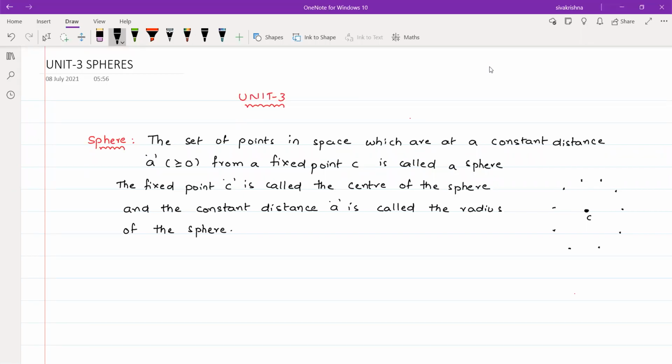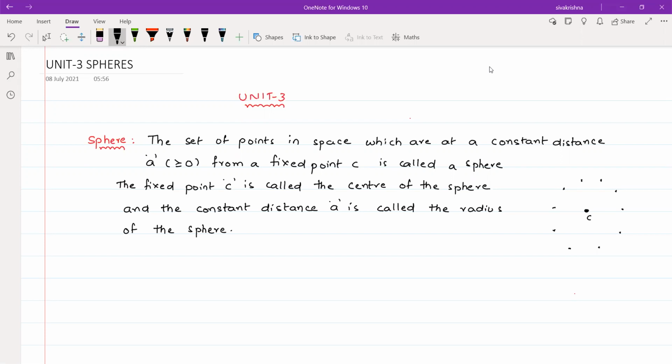Hello students, today I am going to discuss the topic spheres. So coming to the definition of a sphere, the set of points in a space which are at a constant distance from a fixed point is called a sphere. So that is the definition of sphere.